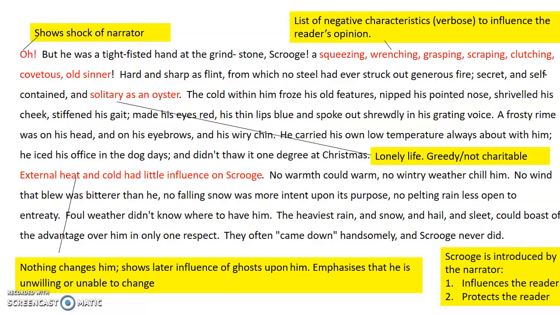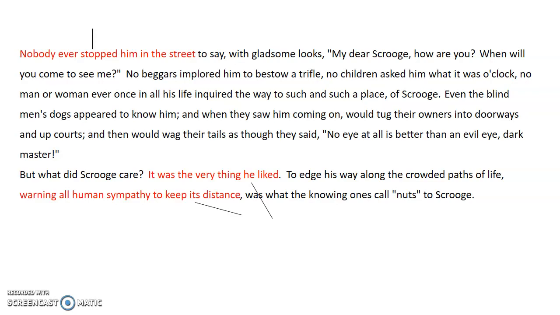Now, Scrooge is introduced by the narrator for two reasons. One is that it's the narrator influencing our opinion of him. And also, I think you could go one step further and suggest that the narrator is protecting us from the horrible ways of Scrooge. He doesn't want us to be influenced by him. He doesn't want us to be scared or frightened of him. So he's protecting us as well.